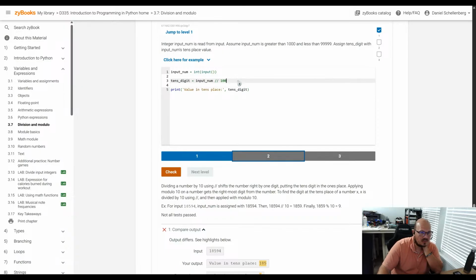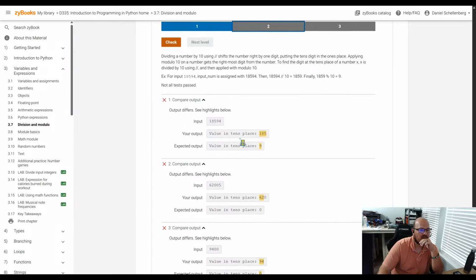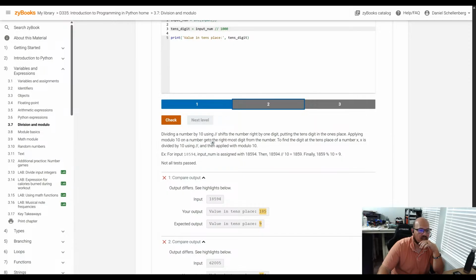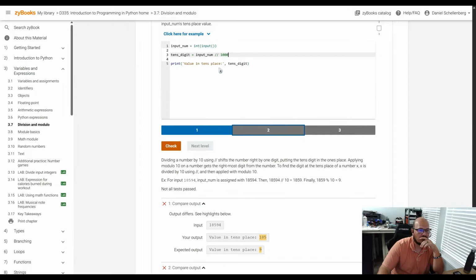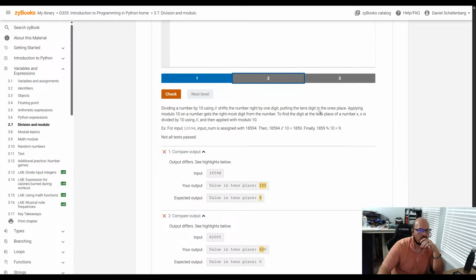So is it because it needs an extra 0? But that's 1's tens hundreds though. I mean, is there an invisible 0 or something after this? Dividing a number by 10 using floor division shifts the number right by 1 digit. Right? So does that mean it shifts 1, 2, 3? Oh, is that why? Because it shifts it right?